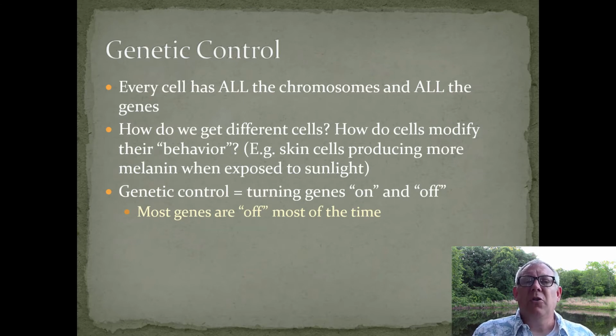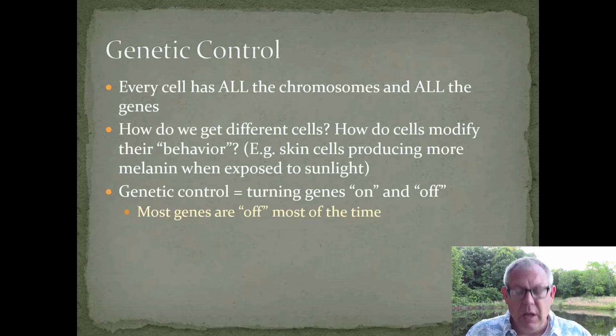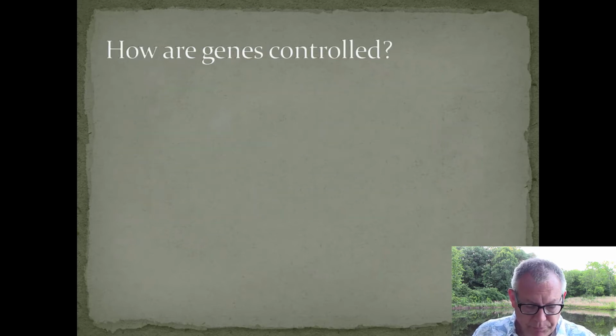We have to be able to turn genes on and off. I put those in quotes, but it's a very appropriate metaphor here. Most genes are off most of the time, which means they're not being transcribed, or they're being transcribed but the protein is not being translated. If a gene is not being transcribed, or it's transcribed but the protein's not translated, then that gene is off. It doesn't do anything. So how does your body do this? Well, that's a big question.